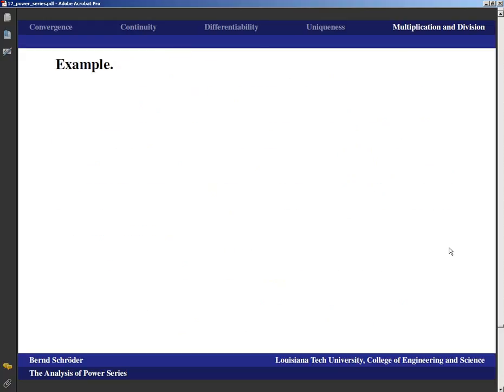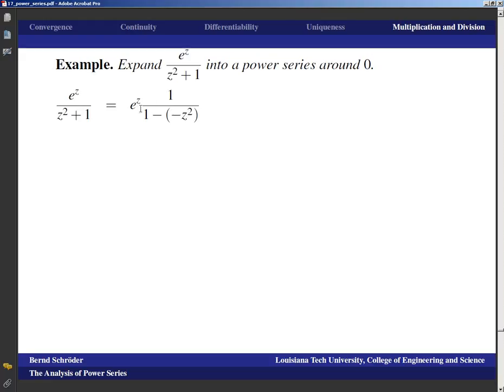Okay, but we've got them, and so now we're finishing out with some examples as to how to multiply and divide these things. If we want to expand e^z over z squared plus 1 into a power series around 0, we first take e^z over z squared plus 1 and realize that's e^z times 1 over 1 minus negative z squared, which turns out to be the sum k equals 0 to infinity of 1 over k factorial z^k, that's the expansion of e^z, times the sum k equals 0 to infinity of (negative 1)^k z^(2k), which is the expansion of 1 over 1 minus negative z squared.